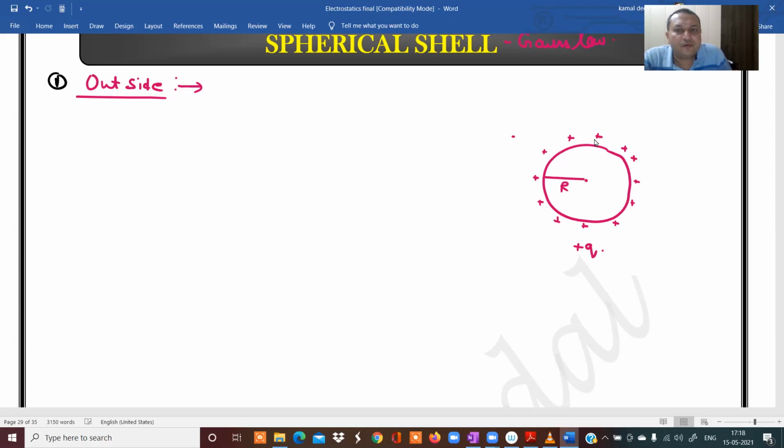There is a point P outside the surface, at a distance r from the center C, and you have to find out the electric field at this point. So, as I told you, this charge is there on the shell, so you will consider a Gaussian surface. Given the distance of point P, that is r, is greater than R.